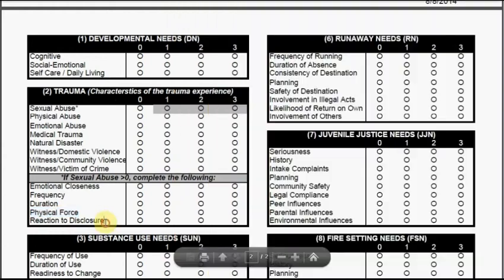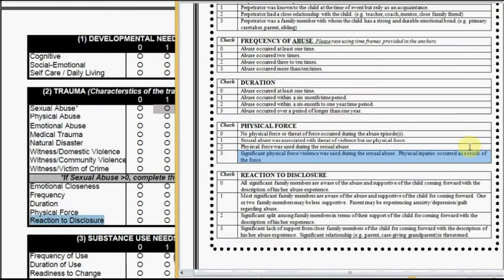And the last one is reaction to disclosure. That is how the family reacted to the disclosure by the child. In 0, everybody's aware and supportive of the child coming forward. In 1, most family members are aware and supportive. 1 or 2 may be less supportive, and there may be anxiety in the parents, depression or guilt regarding the abuse. In 2, there's a significant split among the family members in terms of their support of the child coming forward with a description of the experience, and in 3, there's significant lack of support from close family members of the child because of coming forward with a description of the experience, and the parents' relationship may be significantly threatened.